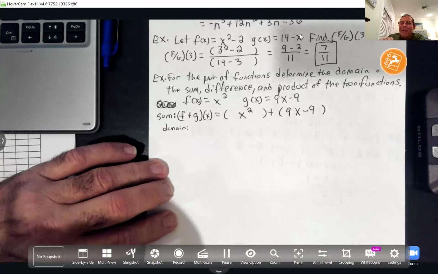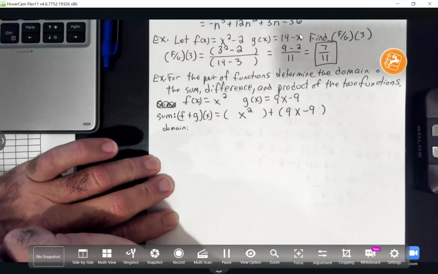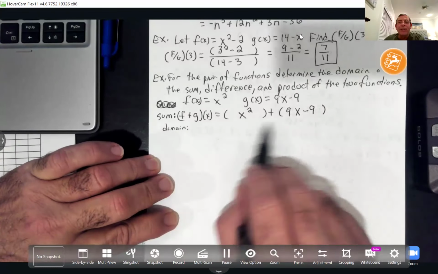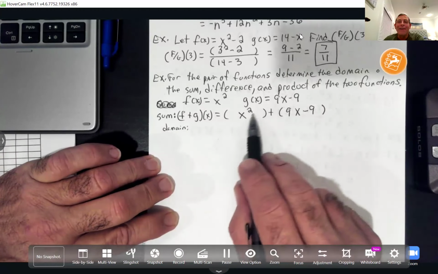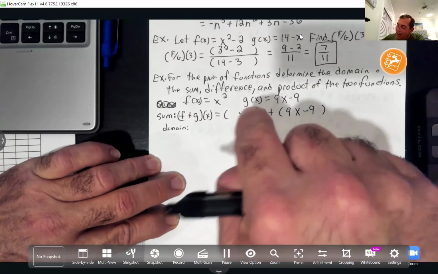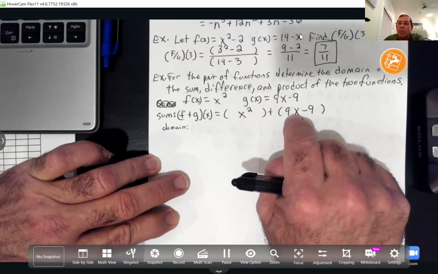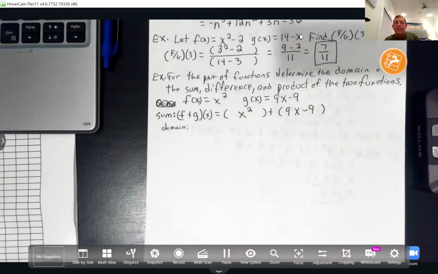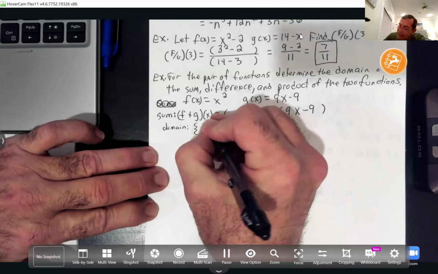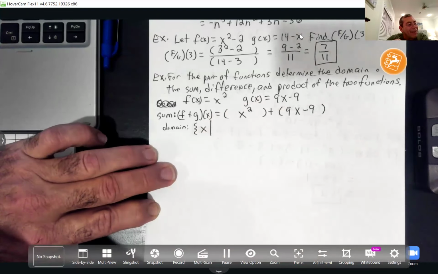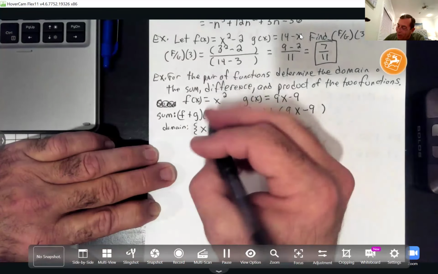All real numbers if it's not a fraction. Do you see a fraction? Do y'all see a fraction here? No. No fractions. That means any number I put in for these x's, I can square it, I can multiply by 9, and I can add that stuff together. So our domain is x such that x is a real number.